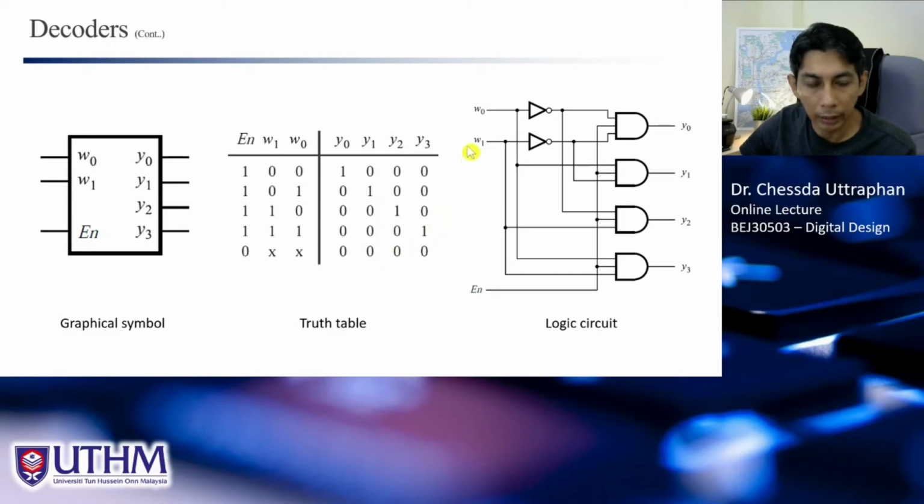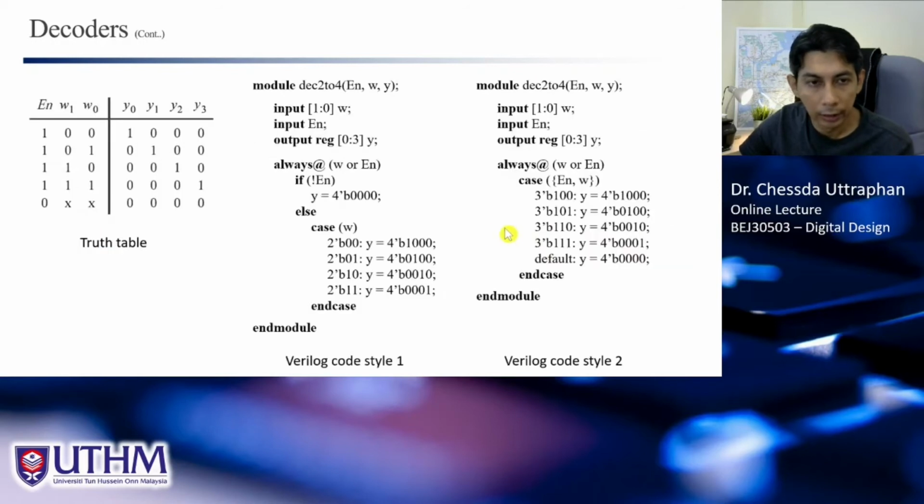And when we derive the circuit from this, of course we can derive it using a Boolean equation, right? Very easy, Y0 equals EN equal to 1, and 0 0 means that this is 1 0 0, or W1 not, W0 not, and we get Y0, and so on. So this is the logic circuit. And from this, we can describe the circuit using Verilog code.